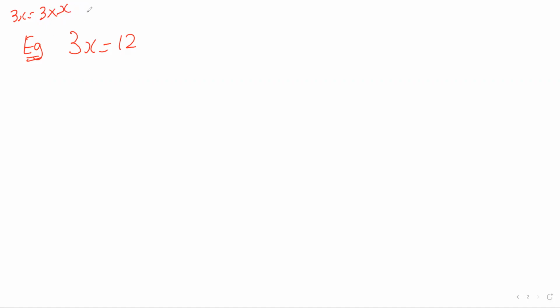Students, what is the inverse of multiplying by 3? The inverse of multiplying by 3 is dividing by 3. So to solve for x here, we do the inverse of multiplying by 3, which is dividing by 3 on the other side of the equation. So x equals 12 divided by 3, and 12 divided by 3 is what? 4. So 4 is the solution to this equation, right?